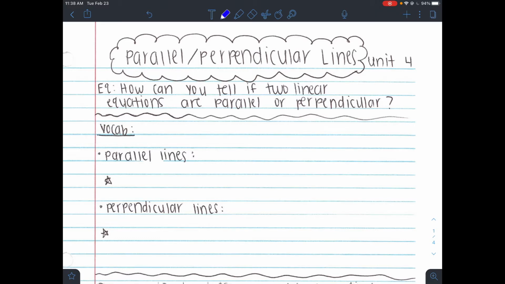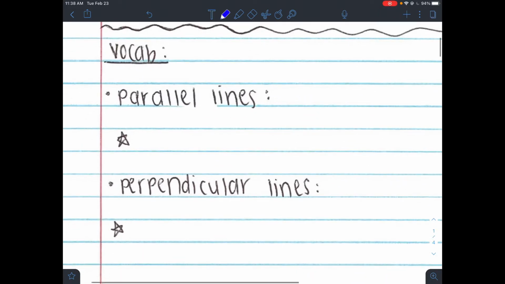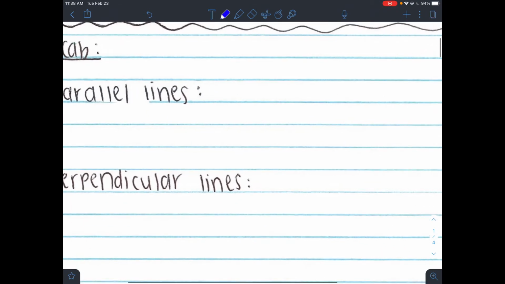We're going to justify whether two lines are parallel or perpendicular, and then we're going to actually write equations of parallel and perpendicular lines. So let's go ahead and go through some vocabulary. Parallel lines. Well, parallel lines are going to be two lines that never intersect.